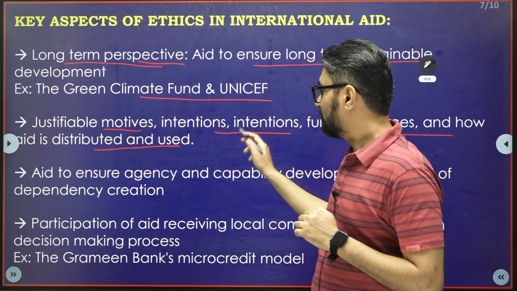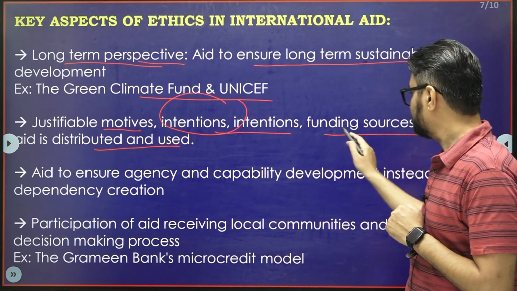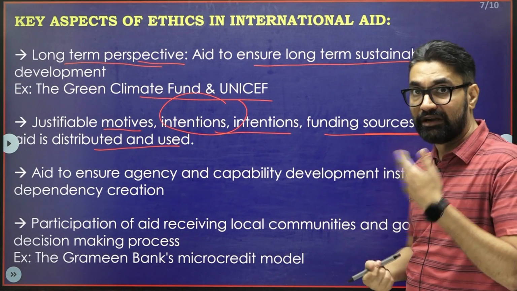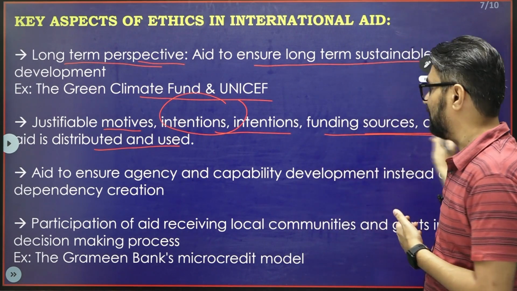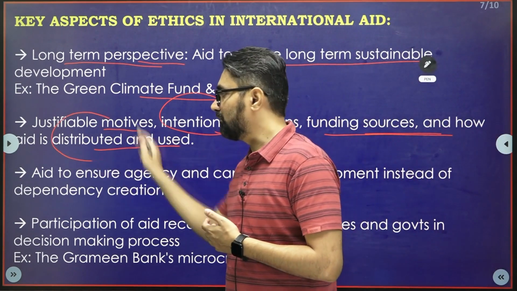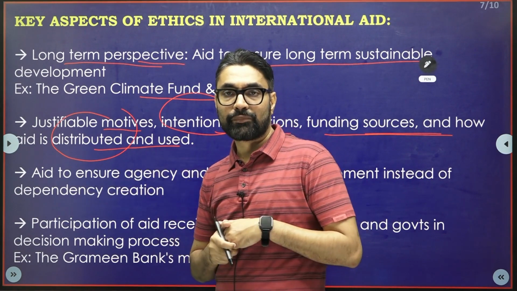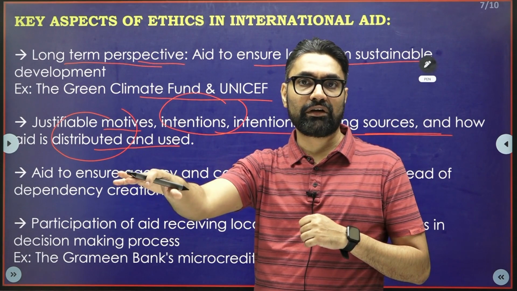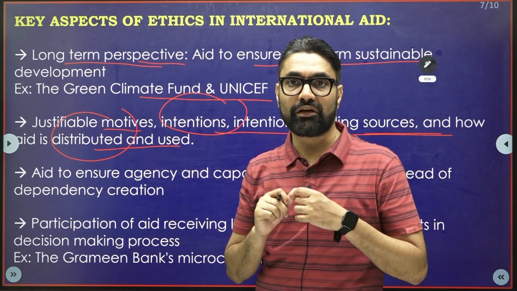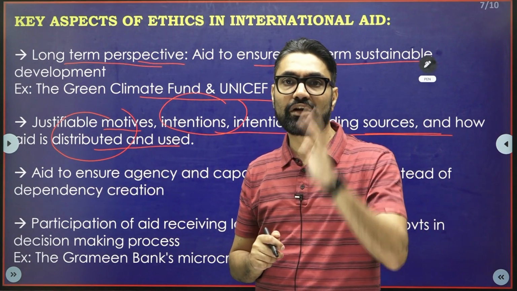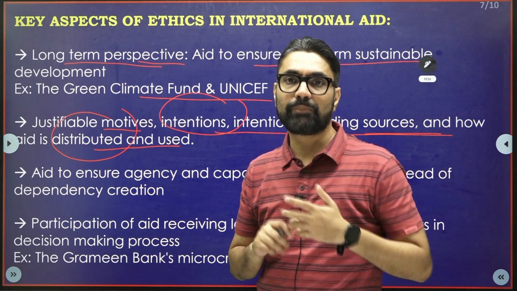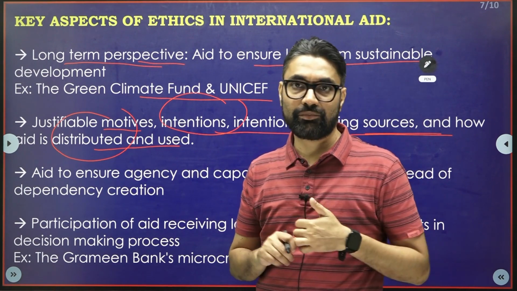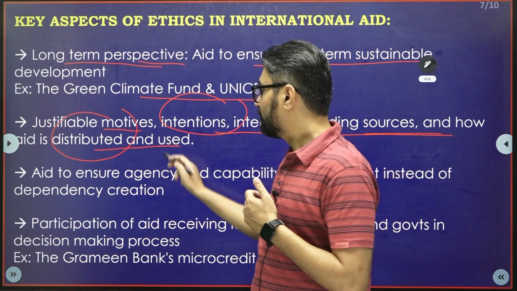So same way, while giving international aid, okay, you should be giving that international aid on a justifiable motive, on justifiable intention, और जो भी आप फंडिंग कर रहे हो, funding of sources etc., and how aid is distributed, फिर वो जो countries को आप सारी aid दे रहे हो या जो countries में आप aid distribute कर रहे हो या after giving aid to a particular country उसके लोगों में जो aid distribute कर रहे हो, okay, it should be based on right intention or right ethical parameters. So there should be equitable distribution of that aid and resources.